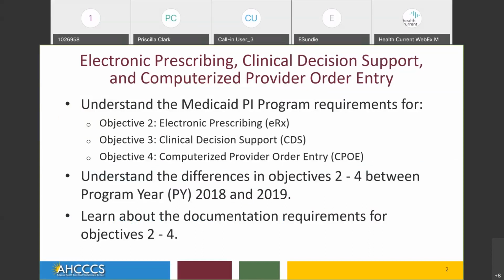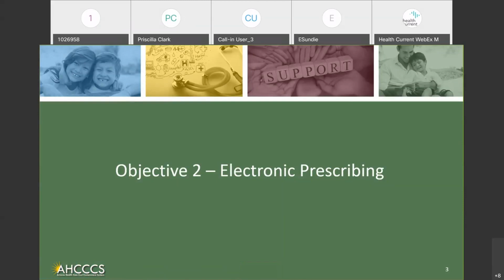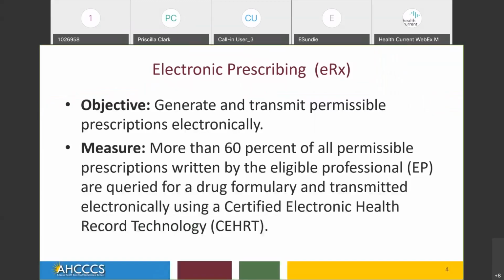The second objective is to understand the differences in those objectives between program year 2018 and program year 2019. The third objective is to learn about the documentation requirements for those objectives. So the first objective is Objective 2, electronic prescribing. The objective is to generate and transmit permissible prescriptions electronically. The measure is that more than 60% of all permissible prescriptions written by the eligible professional are queried for a drug formulary and transmitted electronically using a certified electronic health record technology.